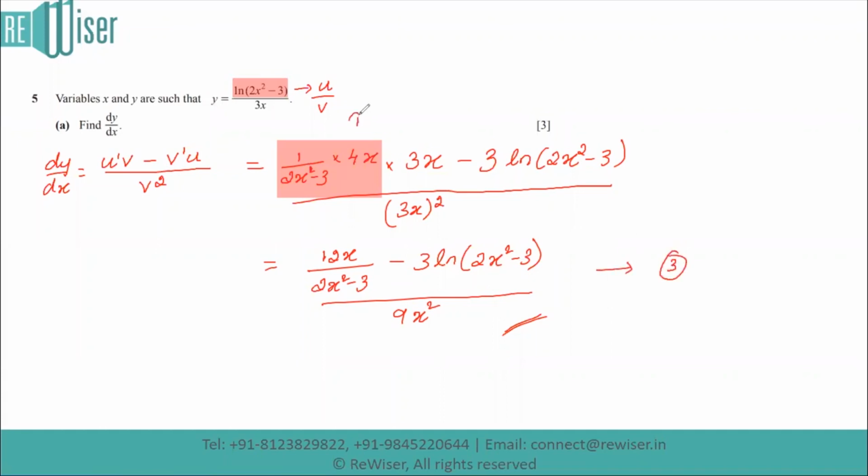So 1 mark for getting this one correct, and the second mark is for getting the entire quotient rule, and the third mark is just the simplification. And this is how the mark distribution for this sum would go.